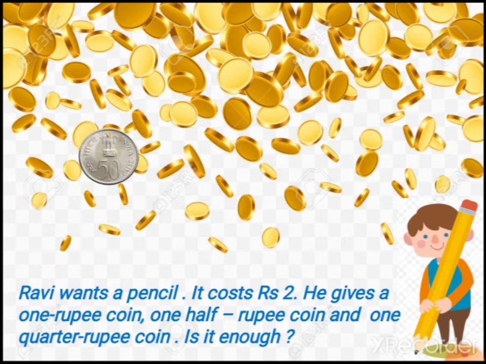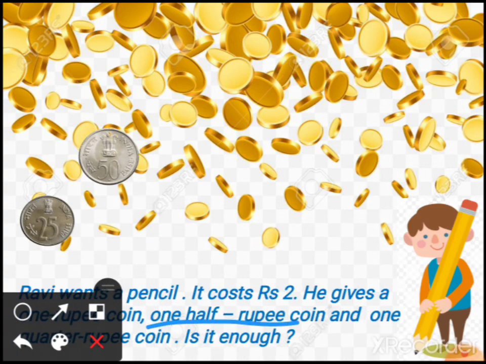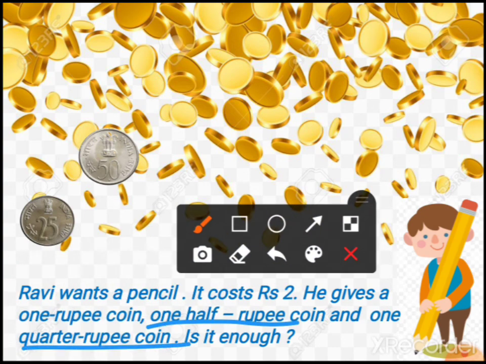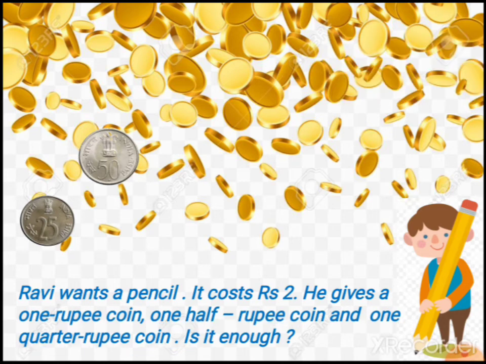Here one question is given in your textbook. Ravi wants a pencil and it costs 2 rupees. He gave a 1 rupee coin plus a 1/2 rupee coin and a 1/4 rupee coin. Now you will say, what is 1/2, what is a quarter? Let's see, I will show you.